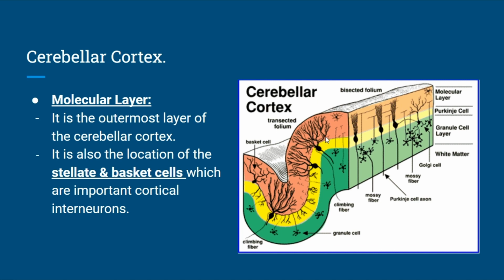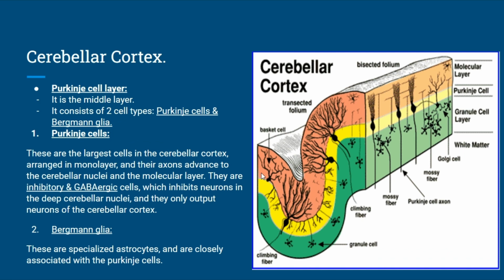So over here, you're looking at the dissected part of the cerebellum. This one right here is the molecular layer. The yellow one is the Purkinje layer, the Purkinje cells, and the last one is the granular cell layer. So you see here that you can only appreciate the basket cells. I cannot find an image for the stellate cells, but here you can see the basket cells.